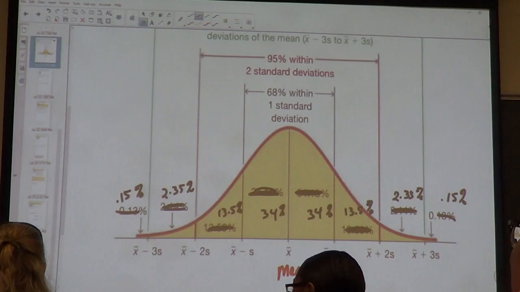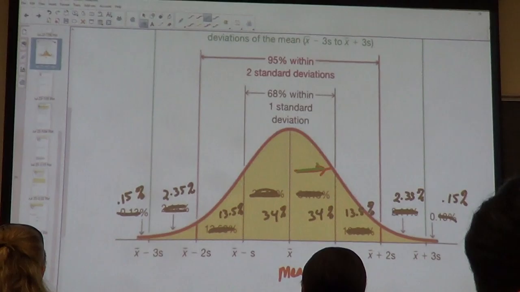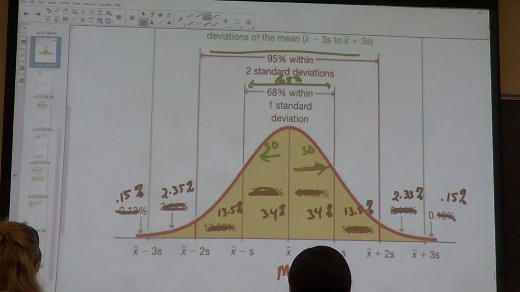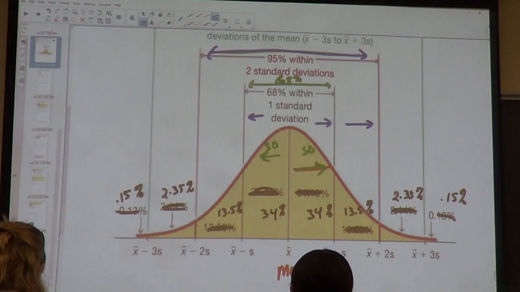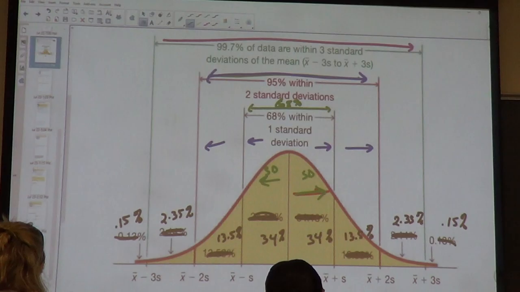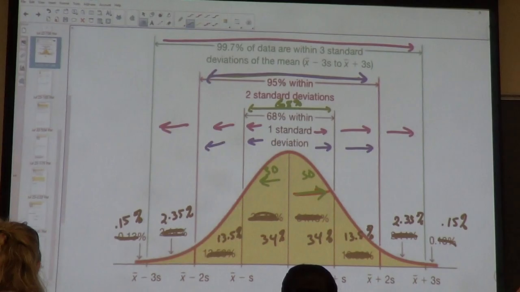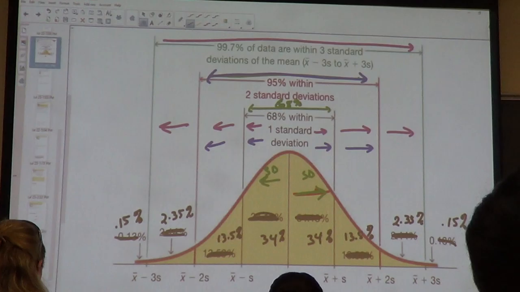Okay, this is my mean. This is my standard deviation. So that's the number of jumps. So 68% falls within one standard deviation. 95% falls within two standard deviations. And 99.7% falls within three standard deviations. So the main thing we have to know is that 68% is one standard deviation in either direction, 95% is two jumps in either direction, and 99.7 is three jumps in either direction.